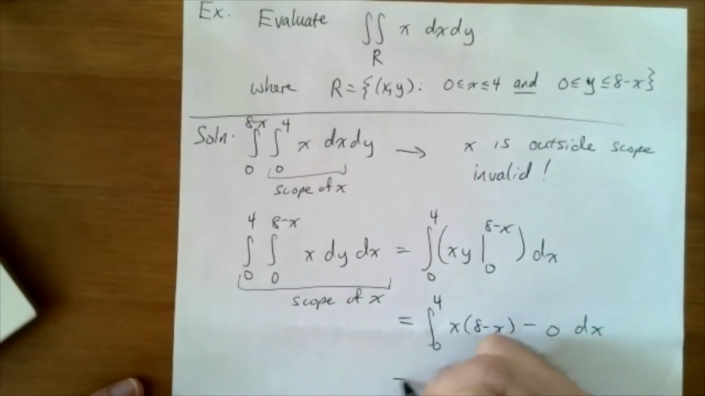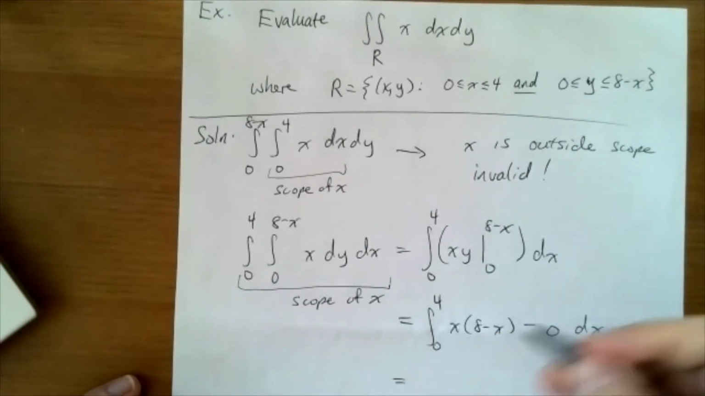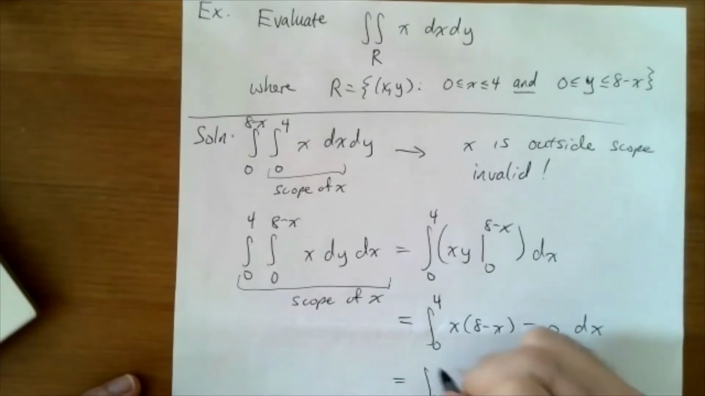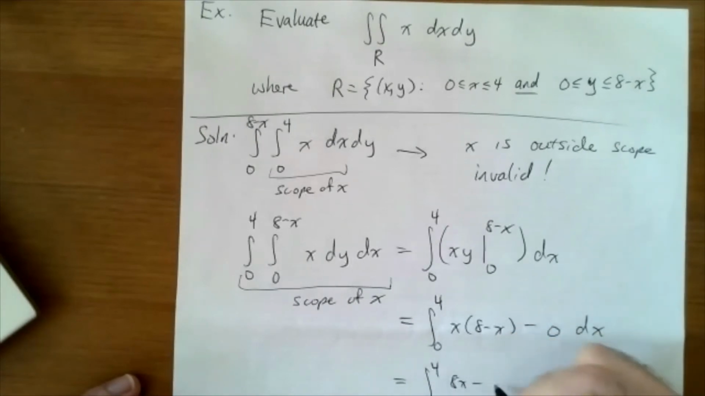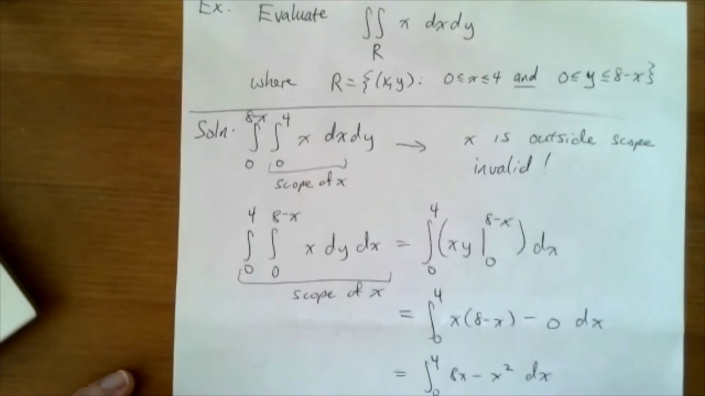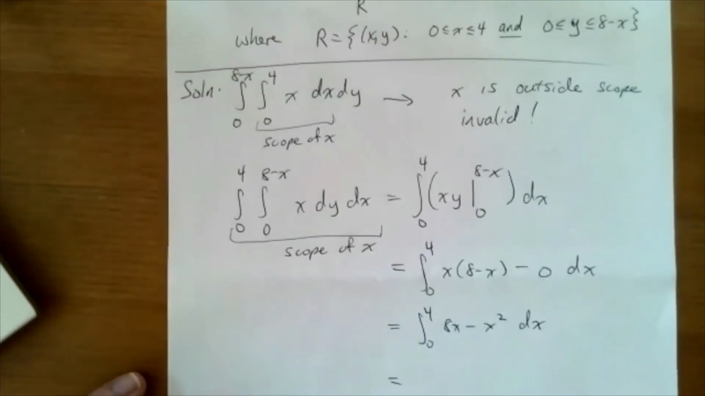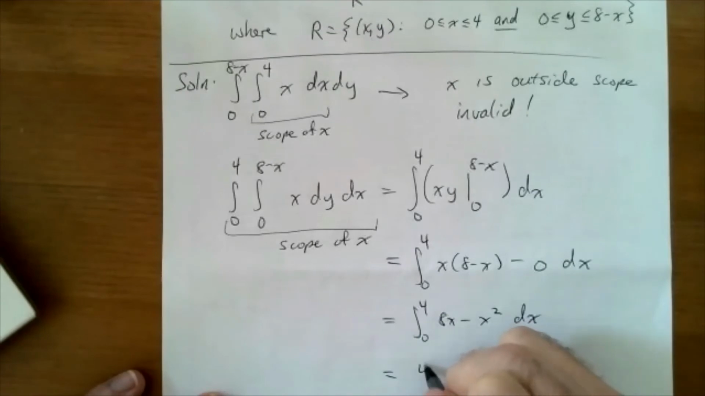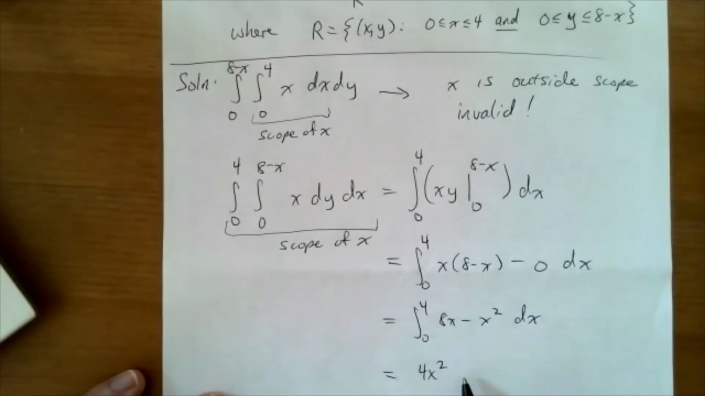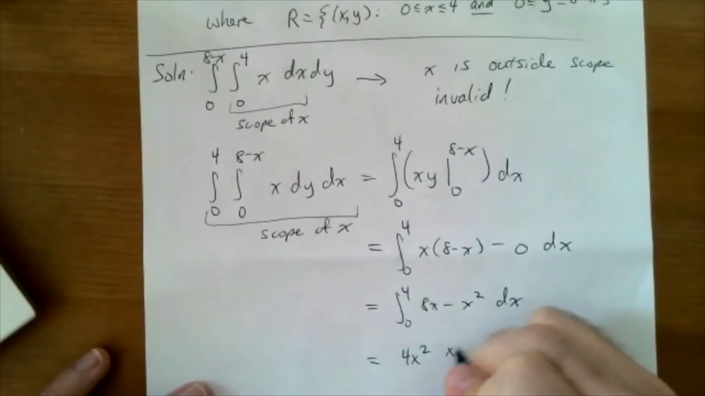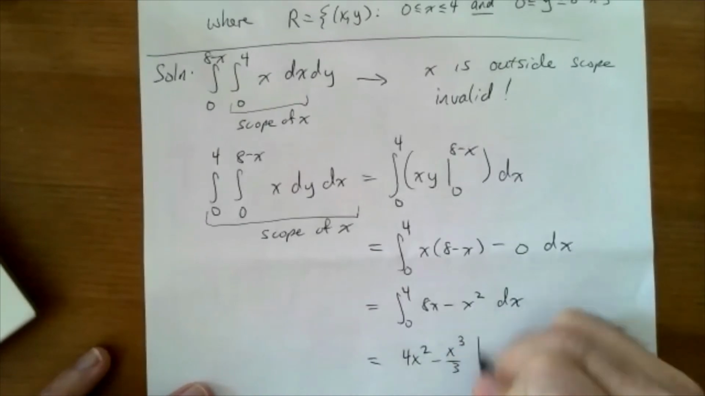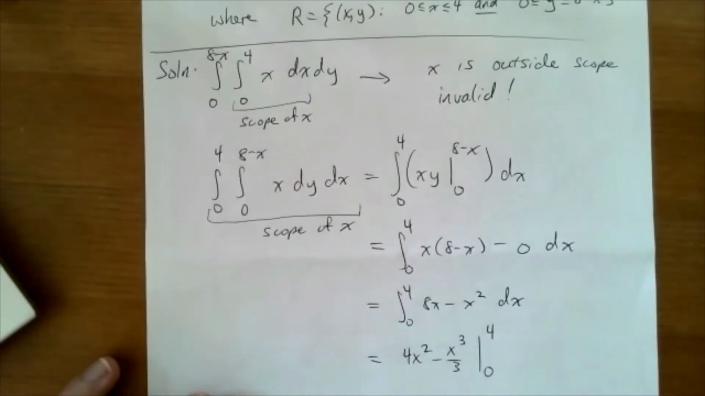And now you can expand it. Let's expand this into 8x minus x squared, and then integrate. 8x gives us 4x squared. You integrate x squared, you get x cubed over 3. I'm going to evaluate that from 0 to 4.